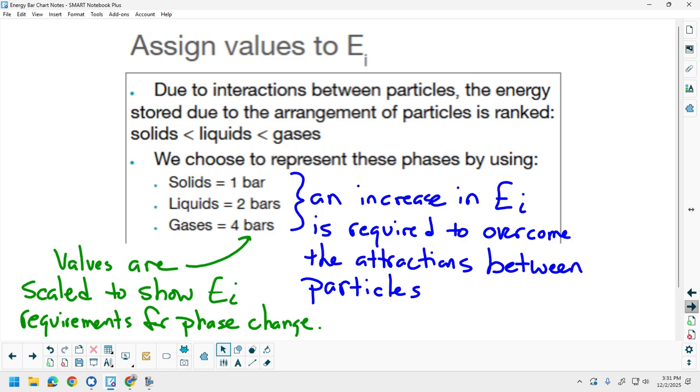An increase in interaction energy is required to overcome the attractions between particles. This was one of the things that we talked about coming out of the icy hot lab. When we melted the ice and it went from solid to liquid, we had to add energy, increase the interaction energy to overcome those attractions and pull the particles far enough apart that they could start moving past each other. And then when it got to a boil, we had to be putting in a lot of energy in order to get those particles to completely separate from each other to go into the gas phase. So interaction energy always changes when the phase of matter changes. If it goes from solid to liquid, liquid to gas, or vice versa.